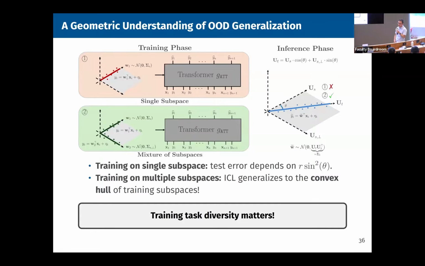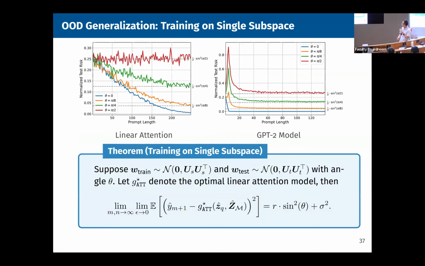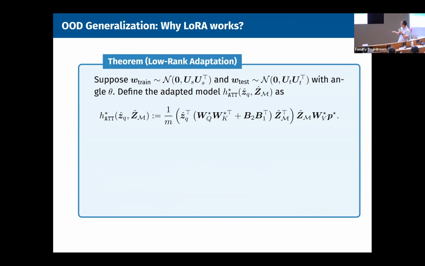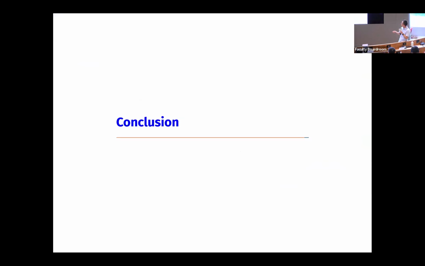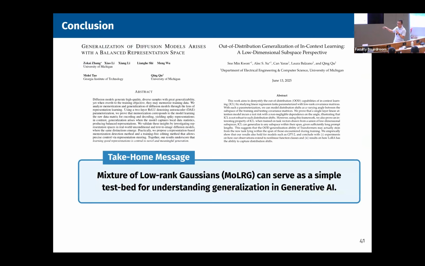So this actually tells you that training task diversity matters, right? You want to increase the task diversity to enable better out-of-distribution generalization. I think this example is very simple, but it gives you the intuition of how in-context learning works. There is a lot of mathematical proof of this, but I want to skip it. These are the two works that I just talked about. My conclusion here is that this mixture of Gaussians can serve as a simple testbed to understand generalization in generative AI models. Thank you.